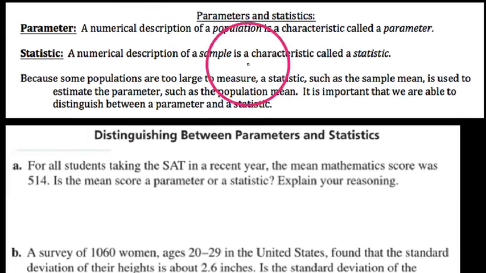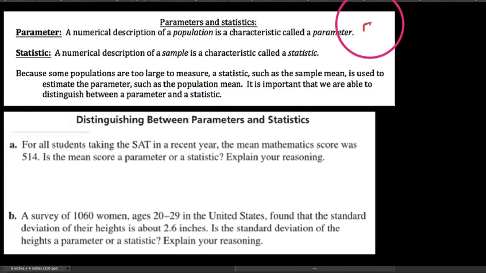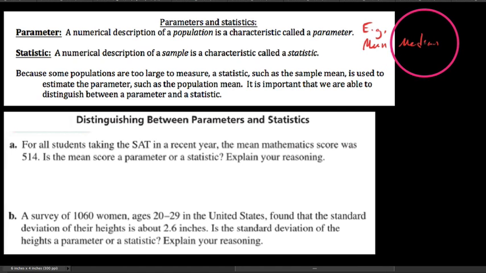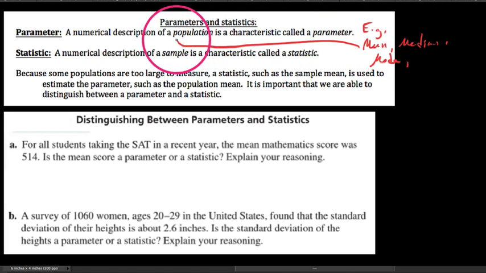Moving on, we're going to talk about the difference between a parameter and a statistic in terms of describing a population or a sample. So a parameter, let's start with this. It says a numerical description of a population is a characteristic called a parameter. Basically, for example, this could be the mean, the median, the mode, or the range. When we look at a parameter, we're saying these are the things that describe a population.